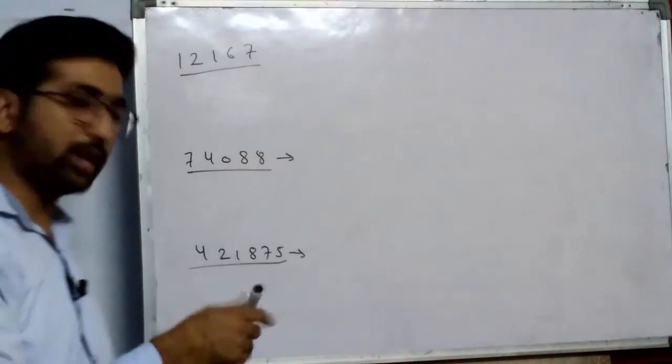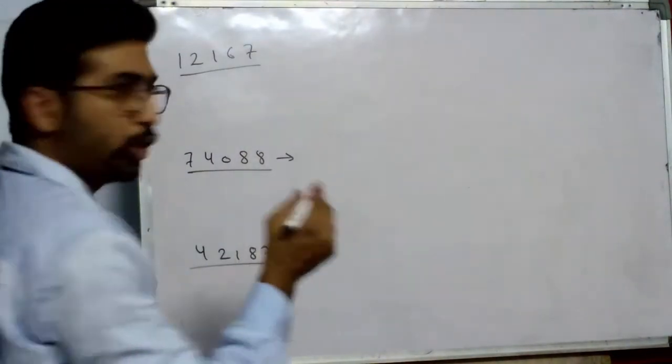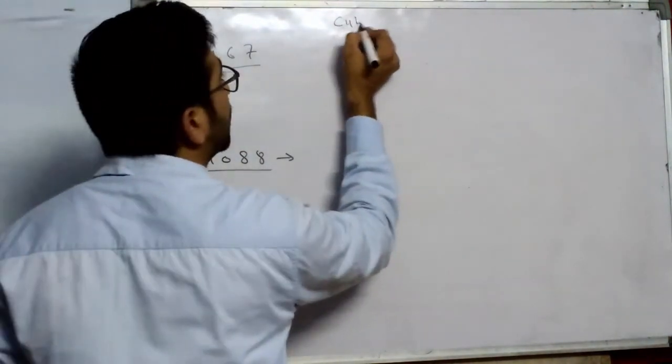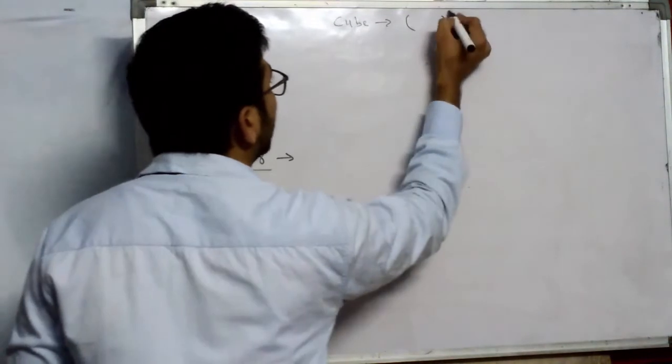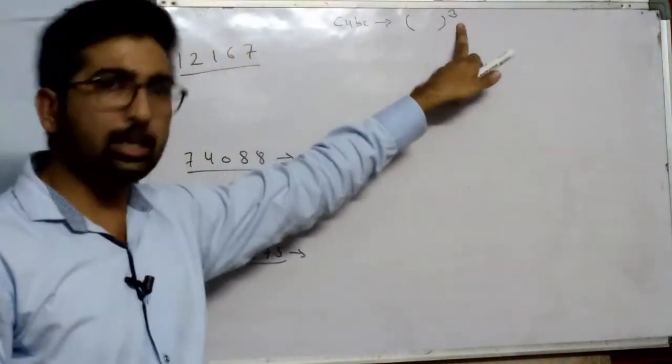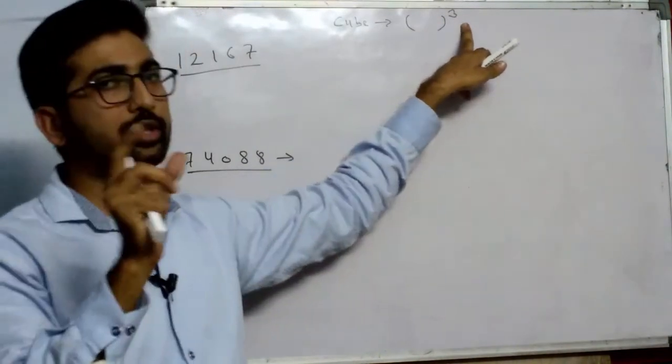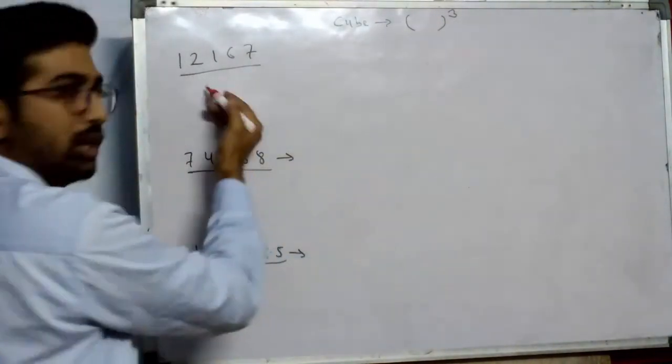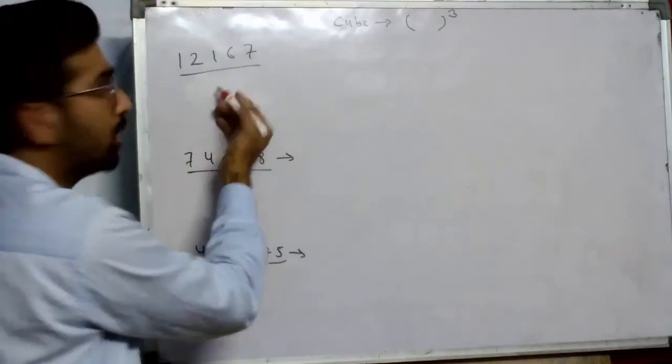So please focus, this is a very important method. So cube means any number with power 3. The meaning of cube is any number with power 3. It means 3 is the main factor in this. So in the given number, we have to make groups of 3 digits from the right side.